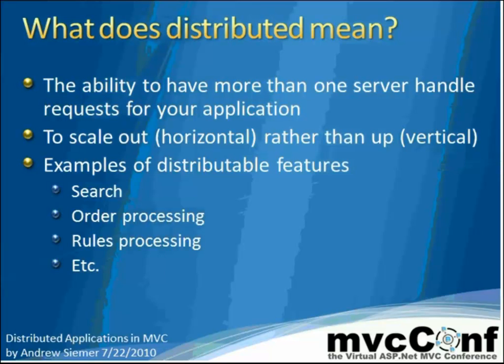Some examples of things that might be distributable are the search part of your application, or order processing in an e-commerce environment. Maybe you're in a social network environment, in which case you might have blogs, forums, or chat. Those are all different segments of your application that might be better suited to different types of infrastructure.